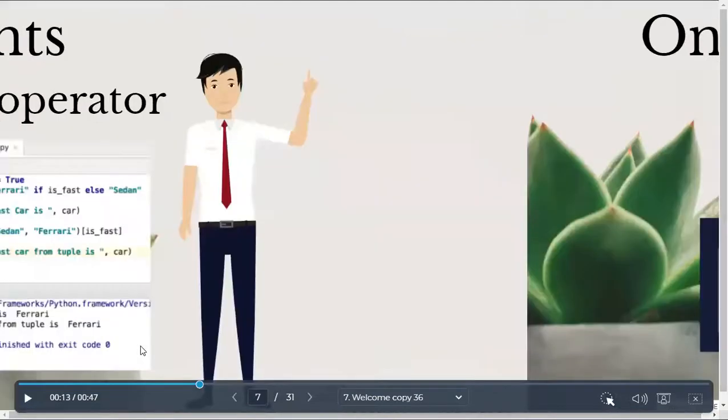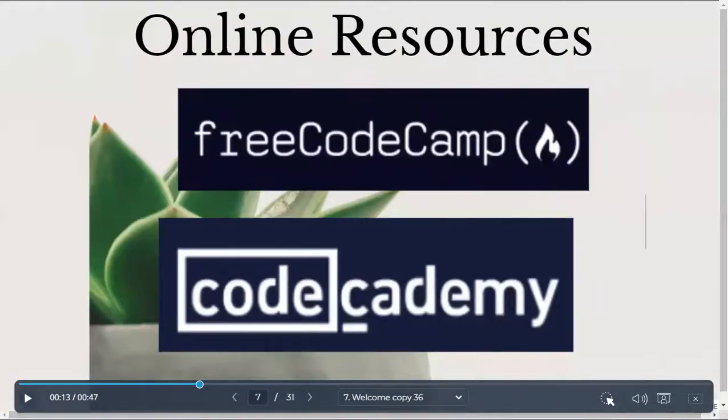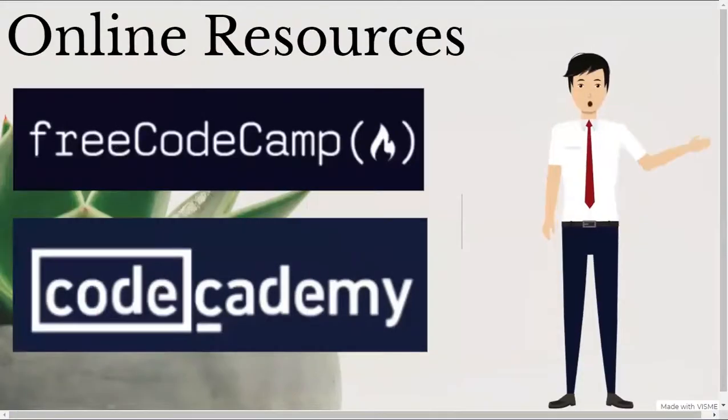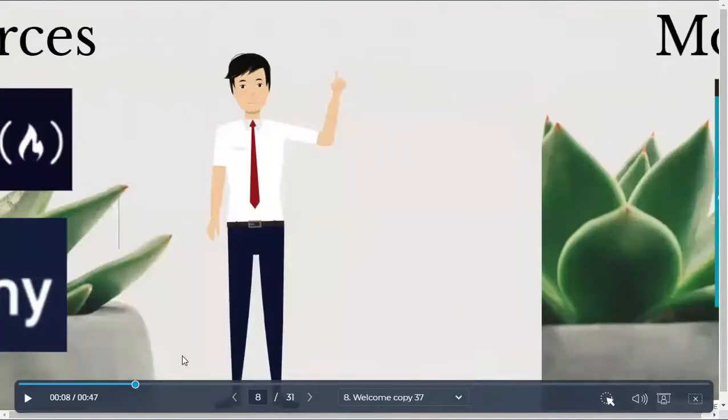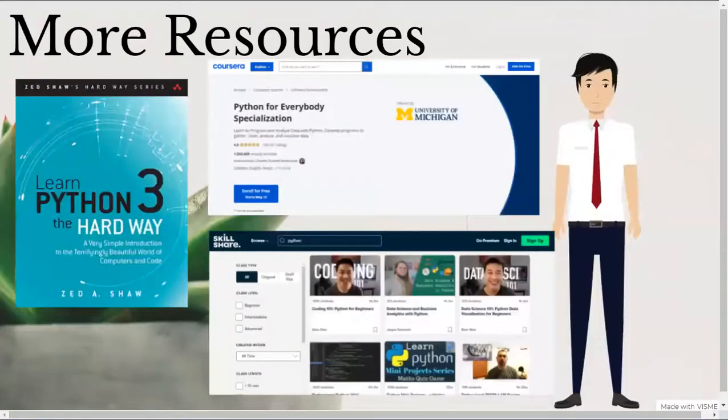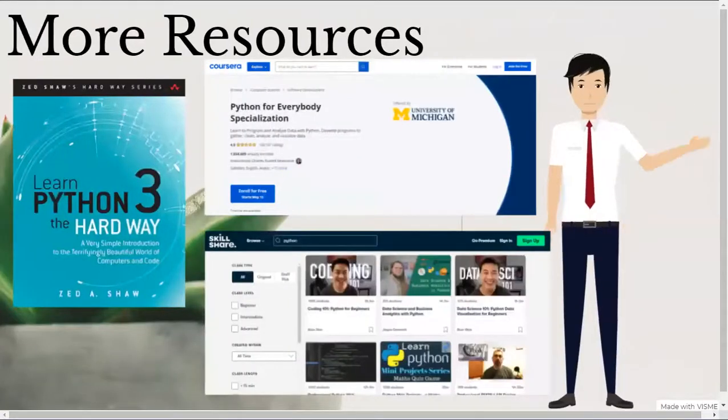There are a ton of great online resources to get started learning programming. Two of them are freeCodeCamp and Codecademy. I personally used Codecademy when I started learning Python, so I can attest to their program. If you prefer a book, there is Learn Python 3 the Hard Way. As for online courses, there are plenty of options on Coursera and Skillshare, just to name two platforms.